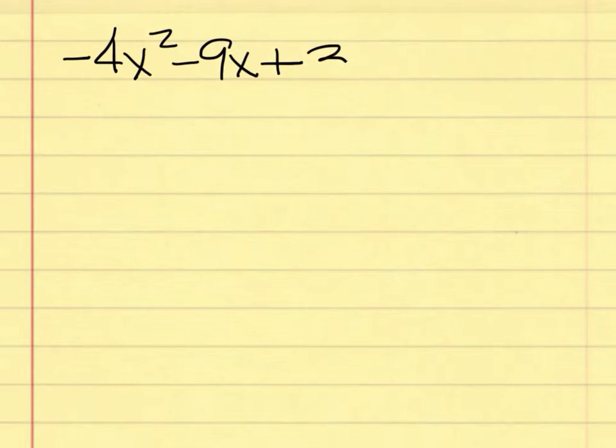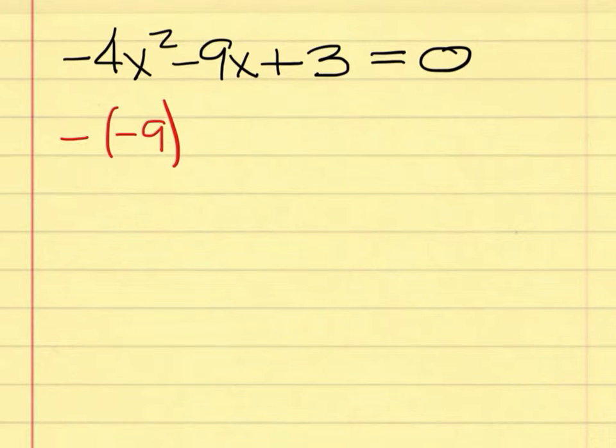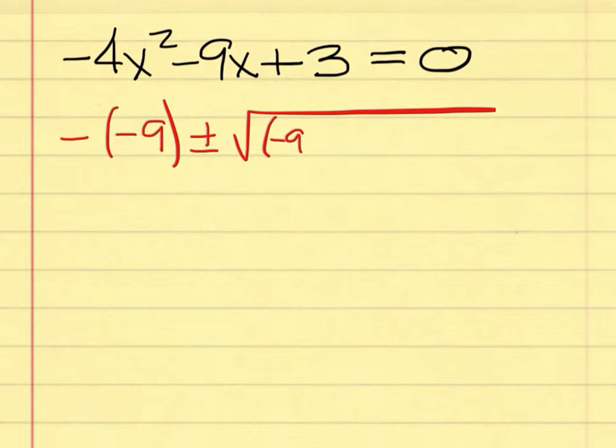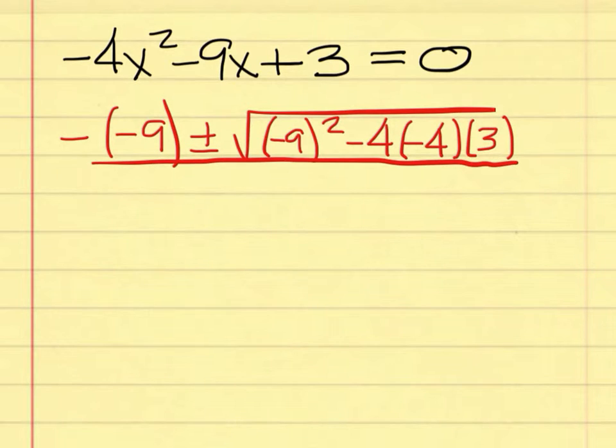This practice problem is negative 4x squared minus 9x plus 3 equals 0. For this practice problem, you should have a negative 9. Remember that it starts off as negative b, and the b is already negative, so you have a double negative. Plus or minus the square root of the quantity squared of negative 9, and then minus 4 times negative 4 times 3. All of that is going to be, and then we'll have 2 times negative 4.